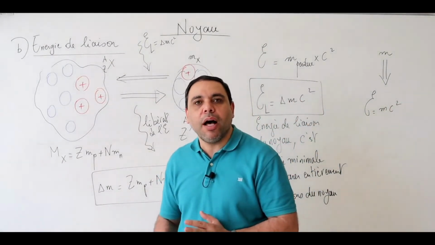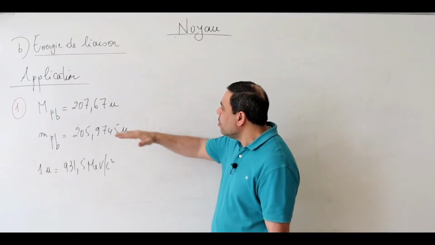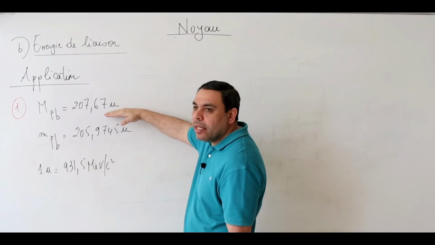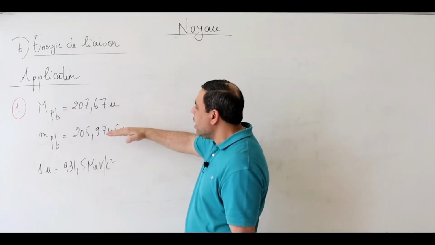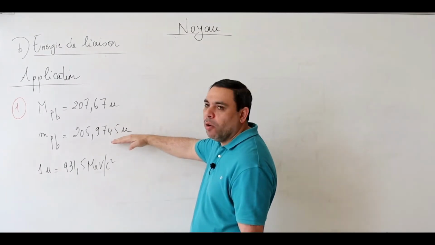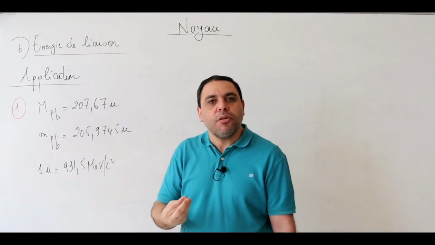This is the minimum energy necessary for separating the nucleus into its nucleons. Now let's solve an application. This is the mass of the nucleons that form the lead nucleus. And this is the mass of the lead nucleus itself. We have to find the binding energy of the lead nucleus.